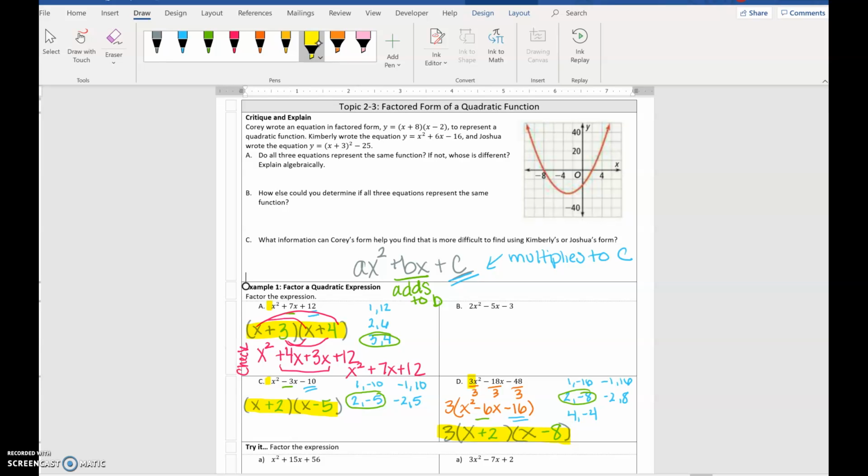Now let's look at this one. Our A is bigger than 1, it's 2. So we see if it goes evenly into all of them, and we can see that it does not go evenly into 5. Evenly meaning like a whole number. So we're not going to just divide everything by 2. We're going to have to do something different. We're going to have to find the factors of A times C that add to B.